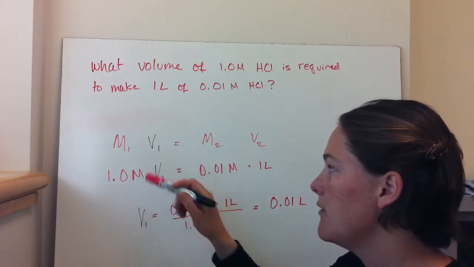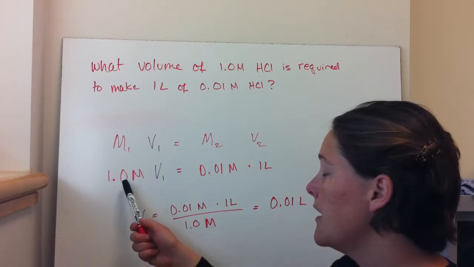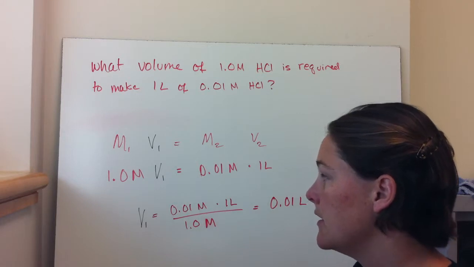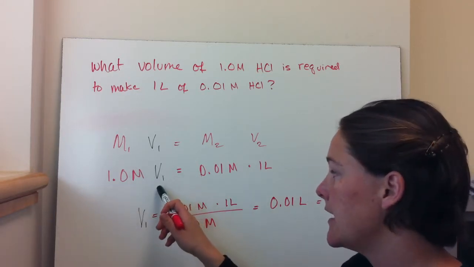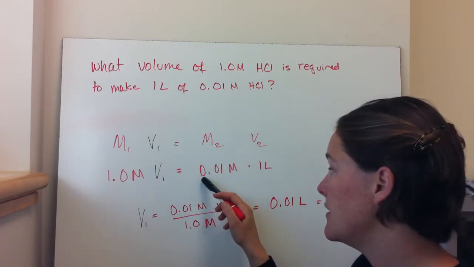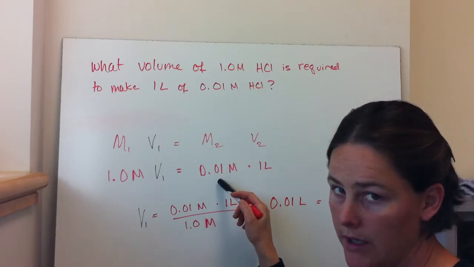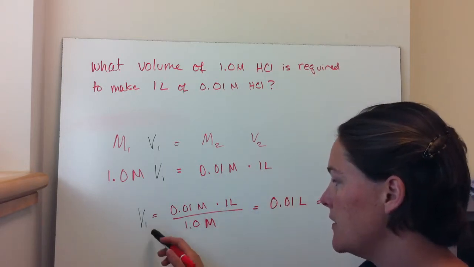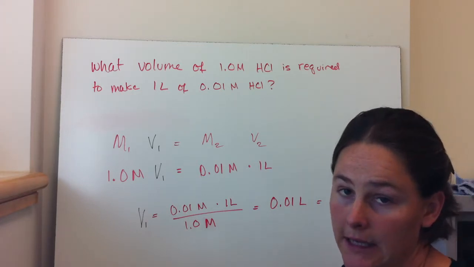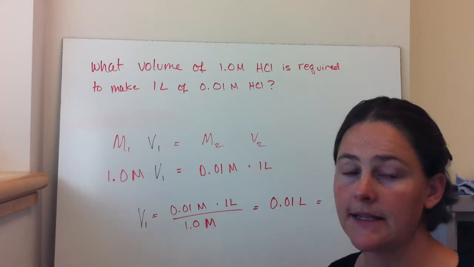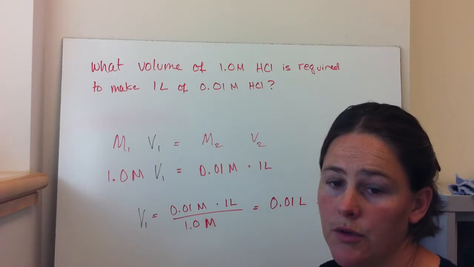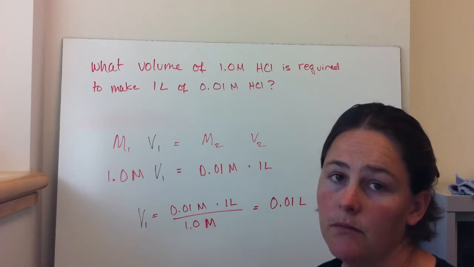So what we want to find is V1. How much of the first solution do we need to add to get to the second solution? So if we have 1 molar hydrochloric acid times some volume that we don't know, that equals the second molarity, 0.01 molar times 1 liter. When you isolate the variable on one side, you find that it's equal to 0.01 liters, which is 10 milliliters. So we need to add 10 milliliters of the concentrated hydrochloric acid and dilute it to a liter in order to have a 0.01 molar solution.